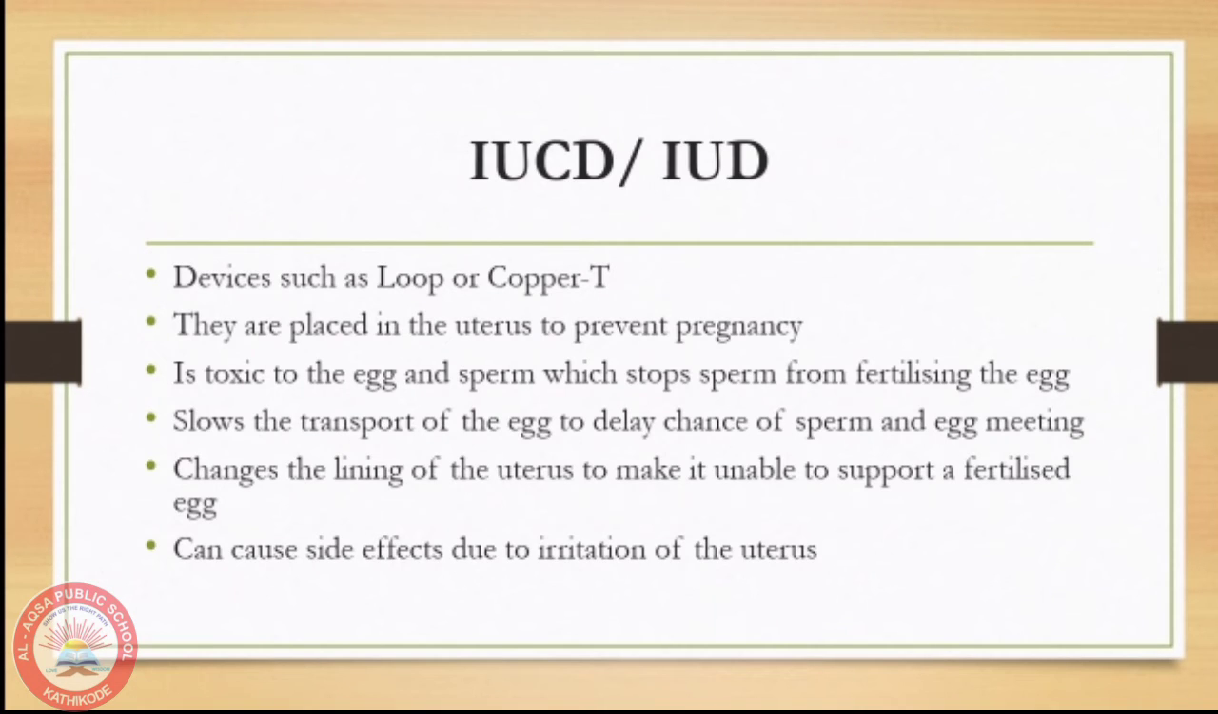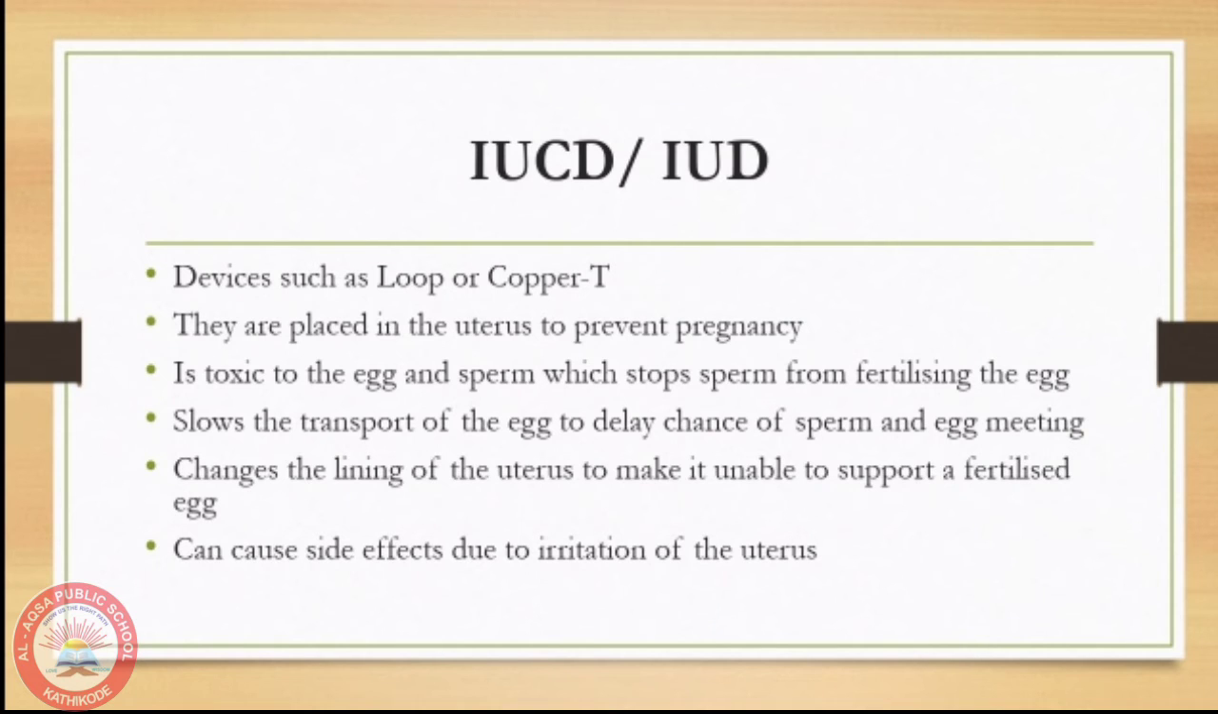IUCD or intrauterine contraceptive devices. Examples are loop or copper T. These are devices that are placed in the uterus to prevent pregnancy. Copper T is a T-shaped device which has copper wiring wound on it. It is toxic to the egg and sperm and will prevent the sperm and egg from fertilizing. It also delays the transport of the egg so that there is less chance for the sperm and egg to meet.